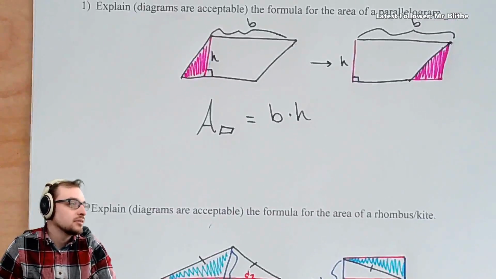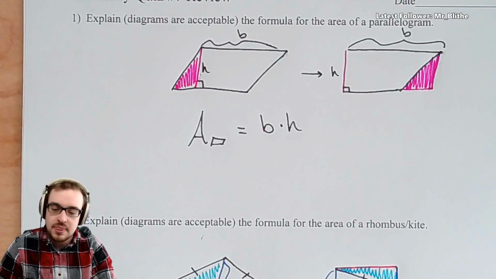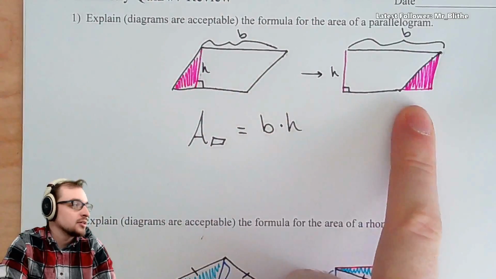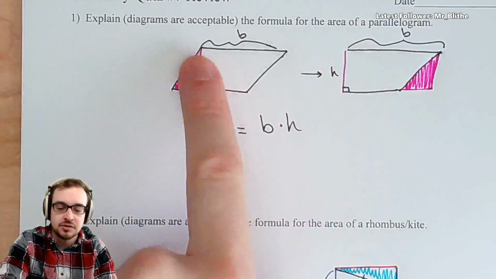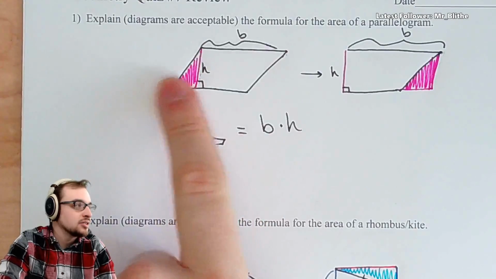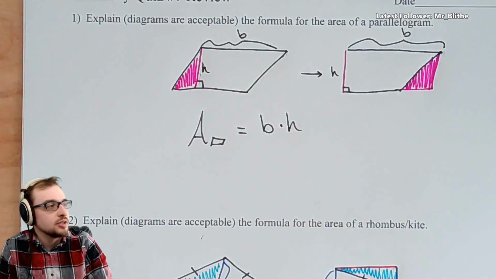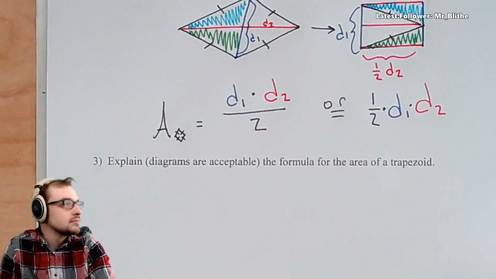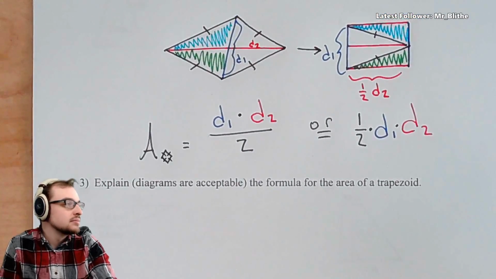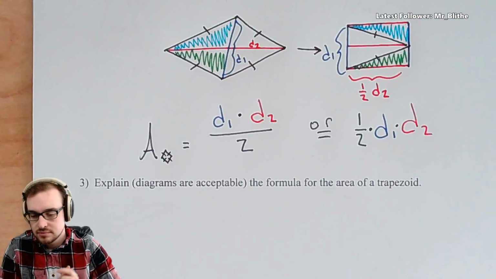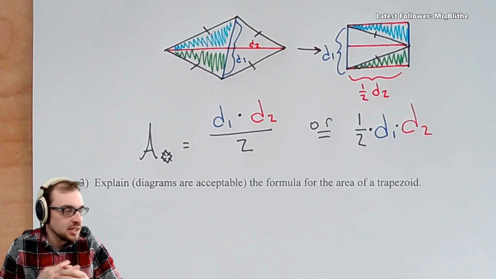Same thing here, right? If we move this over, we've got a rectangle. Our base didn't change. It was the same as before. And our height stayed the same as well. So it's just base times height. So half of one of the diagonals times the other diagonal is going to get your area.